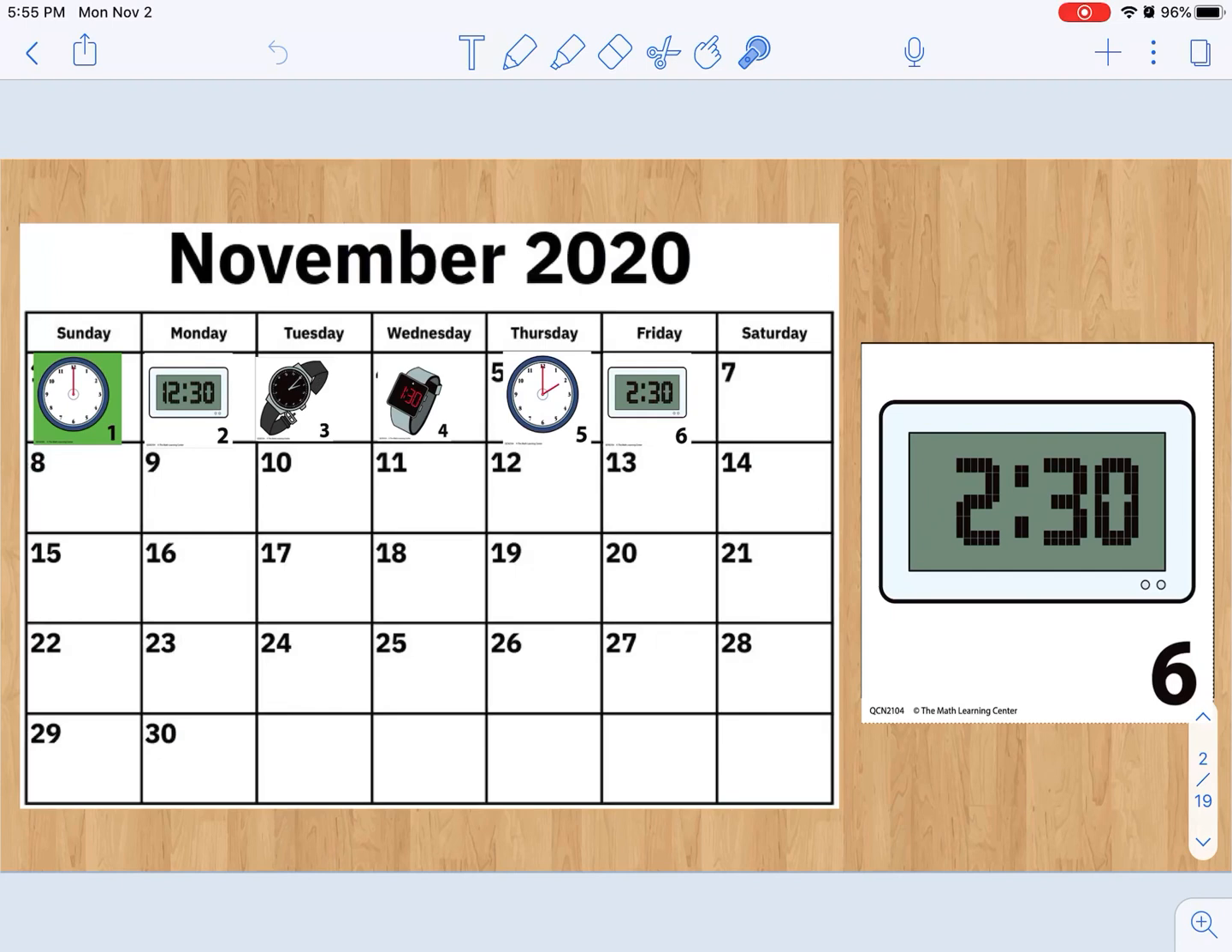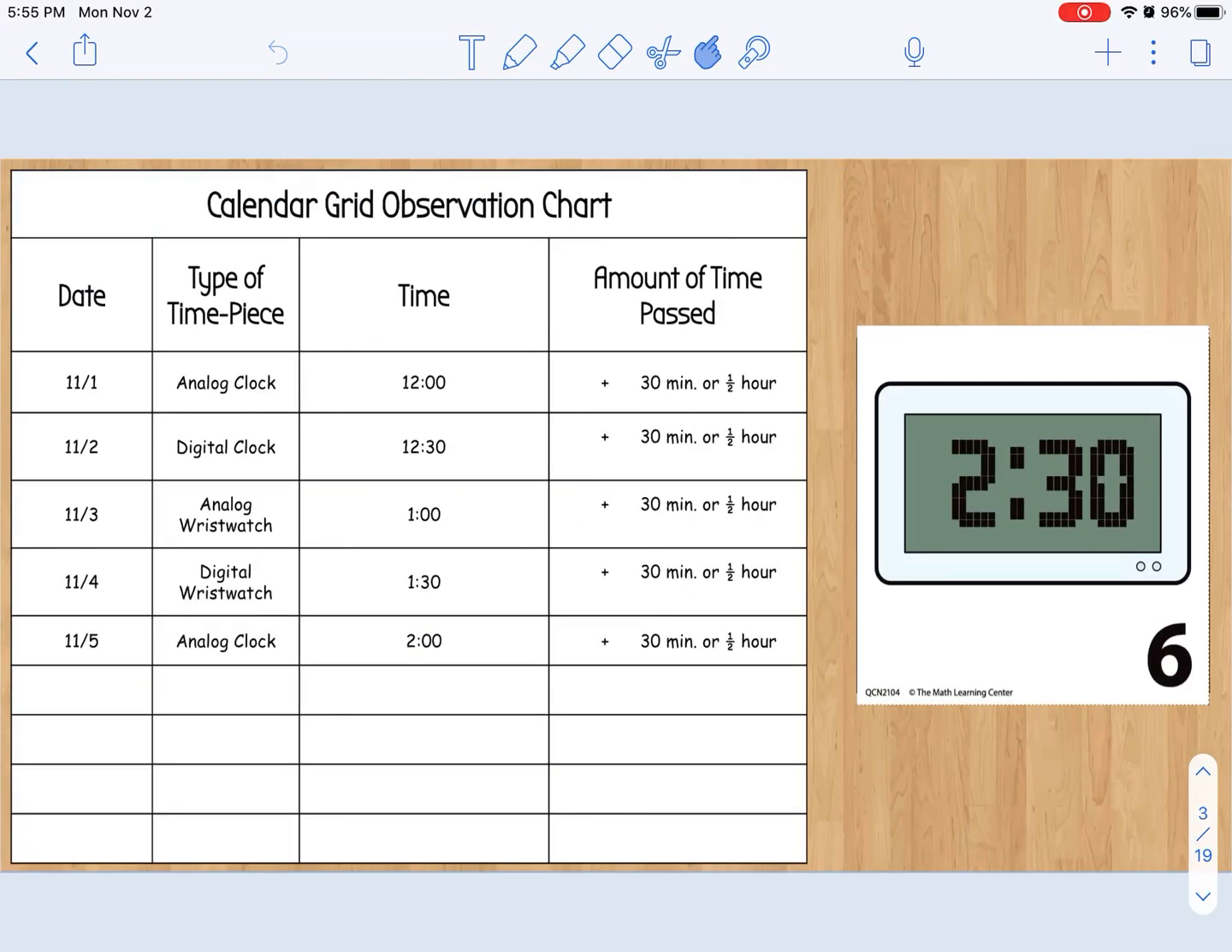What time does this clock say? If you said 2:30, you are correct. I know this because I see the number 2 where the hour hand goes and the number 30 where the minutes go on a digital clock. Now, let's fill in the calendar grid observation chart.